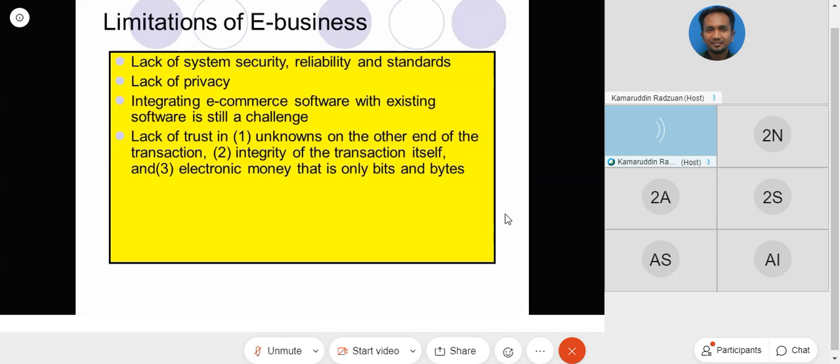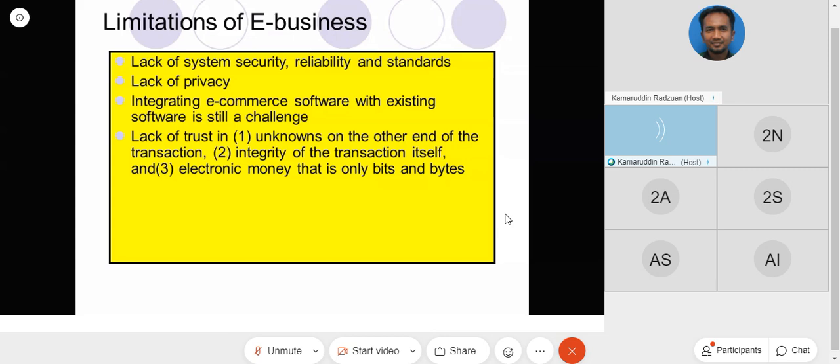And the limitations for the implementation of e-business include a lack of system security, reliability, and standards, and also issues about the lack of privacy. And also we have here integrating the e-commerce software with existing software is still a challenge to the business that is doing the online activities and processes.